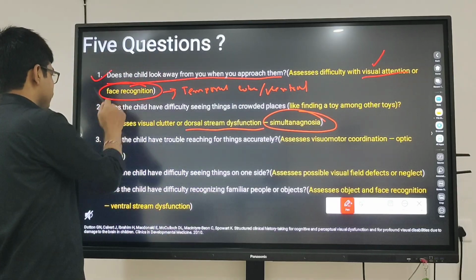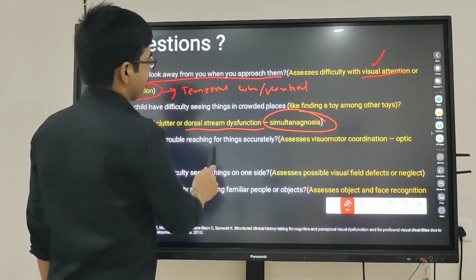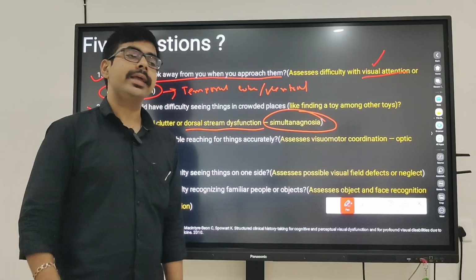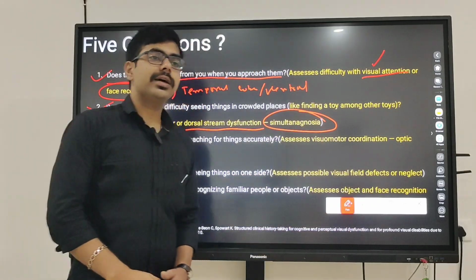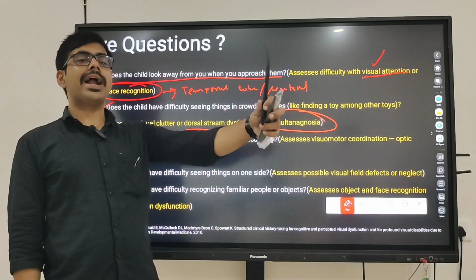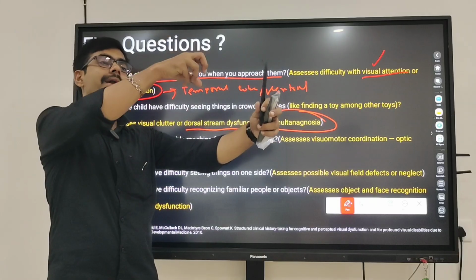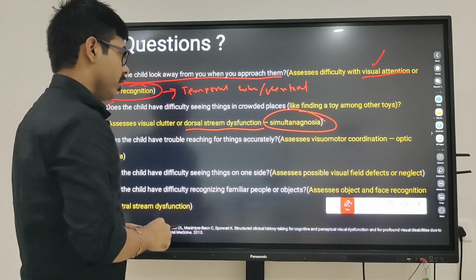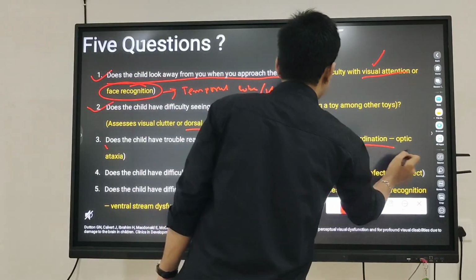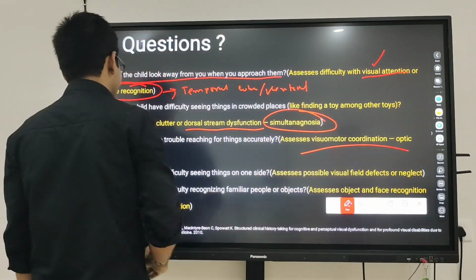Third question is, does the child have trouble reaching for things accurately? Again we are seeing the optic ataxia. In optic ataxia, the child will tell here is the target, but the child will not be able to take the target properly. So they will grab the target here, or they can grab the target over there also. There will be overshooting and undershooting of the target. That is the optic ataxia.